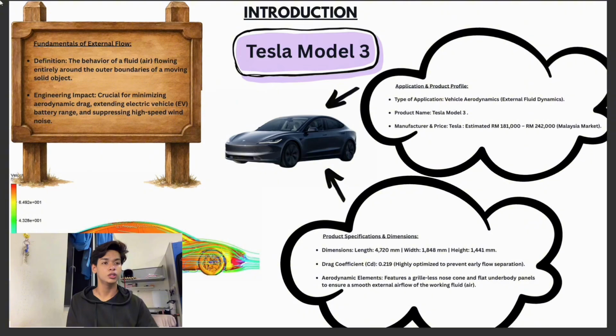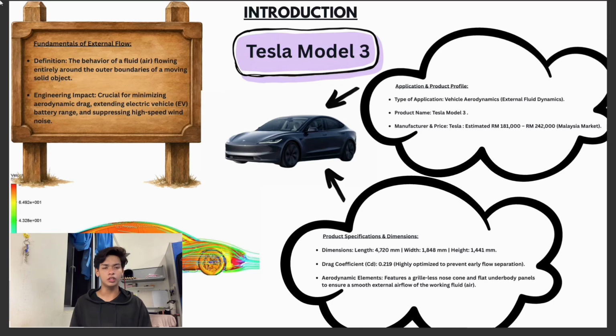The value is 0.219, which is highly optimized to prevent early flow separation. Alright, so the last one is aerodynamic elements, which features a grill-less nose cone and flat underbody panels to ensure a smooth external airflow of the working fluid, which is the air.